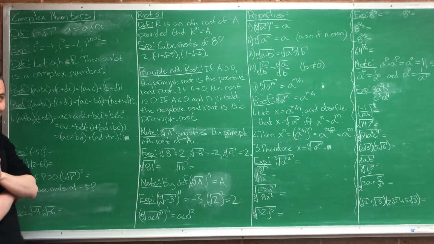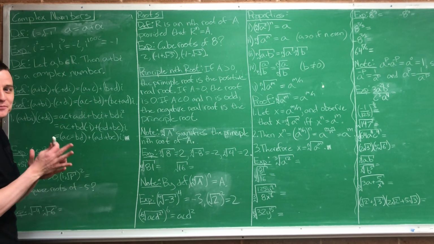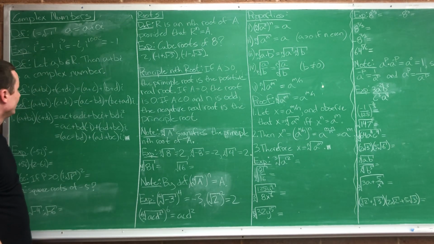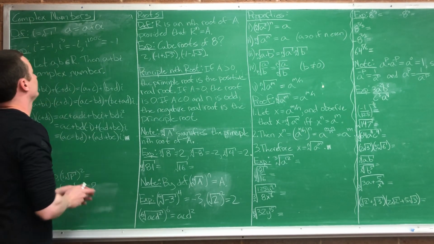So being a subset doesn't mean you're smaller. Even being a proper subset doesn't mean you're smaller. Anyways, so the real numbers are a subset of the complex numbers.